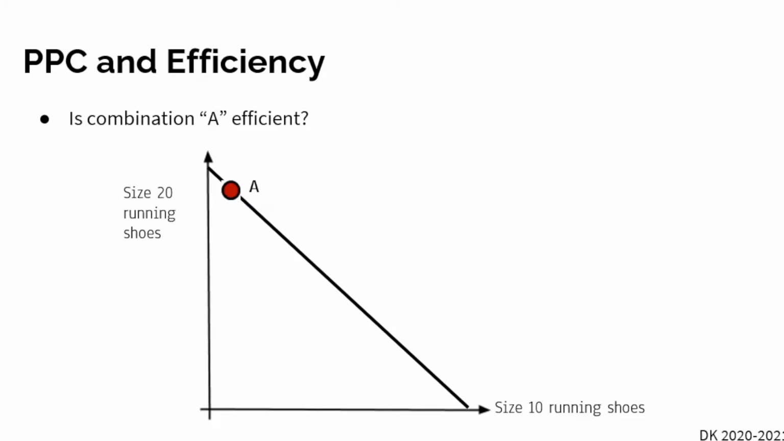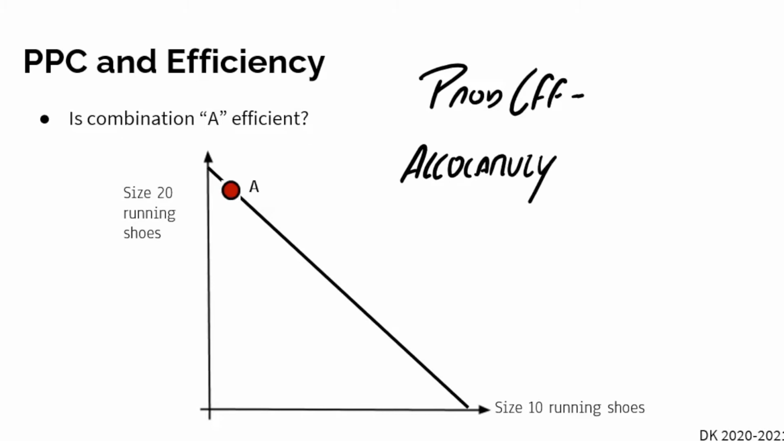And so here, is combination A efficient? Right? Are we productively efficient? Let me shorthand it. And are we allocatively efficient? I spelled that wrong, but you guys get what I mean, right? So are we productively efficient? Well, are we on the curve? Well, the answer is yes, right? Point A is on the curve. So yes, we are productively efficient.